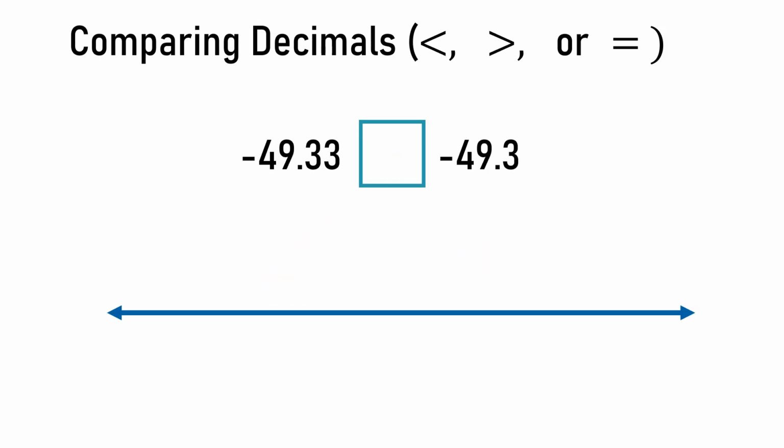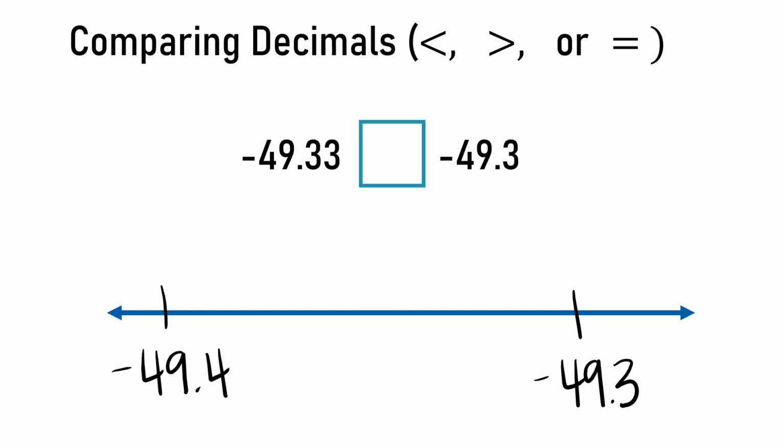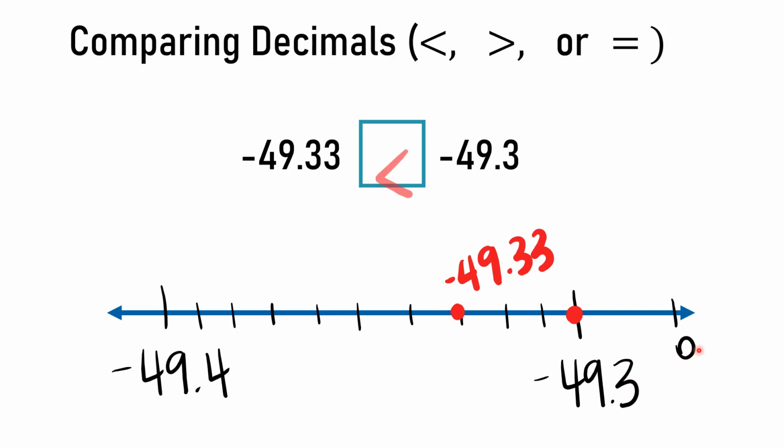One last one with the number line method. Plot your numbers. We have negative 49.33, or negative 49 and 33 hundredths, and negative 49 and 3 tenths. I'm starting by plotting negative 49 and 3 tenths, and then negative 49 and 4 tenths. Then I'm going to do my little tick marks in between to split that into 10 smaller intervals. This is negative 49 and 3 tenths, and this is going to be negative 49.31, negative 49.32, negative 49.33. So we've got our negative 49.3 here, and then negative 49.33 is here. We know that 0 is somewhere over here to the right, so negative 49.3 would be closer to 0.